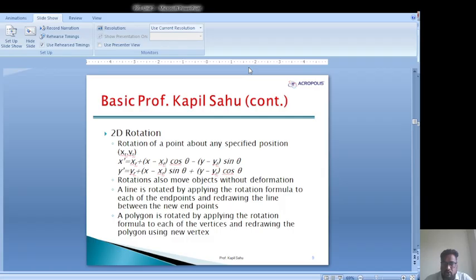So we are going to divide the rotation into two types. First one is the rotation about origin, second one is the rotation about an arbitrary or fixed point.